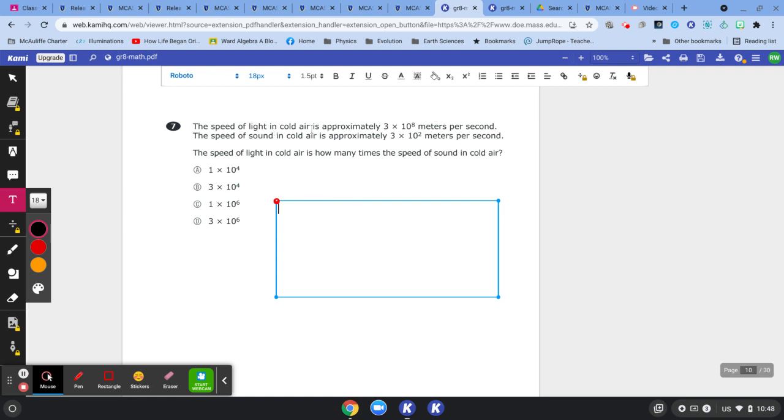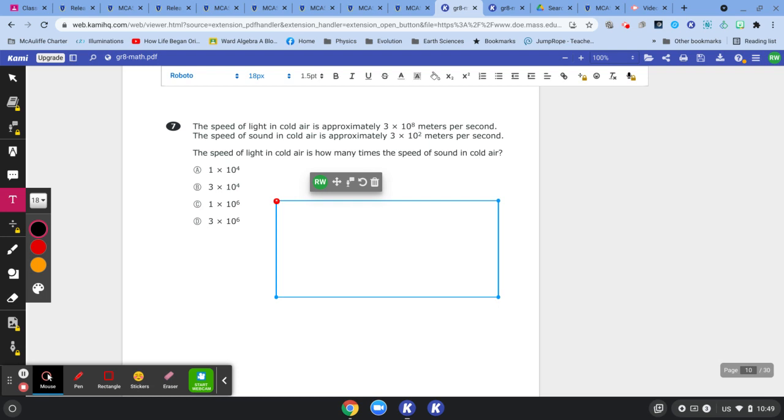The speed of light in cold air is approximately 3 times 10 to the 8th meters per second. And the speed of sound in cold air is approximately 3 times 10 to the 2nd meters per second. The speed of light in cold air is how many times the speed of sound? So we've got one speed and another speed, and we want to know how many times the faster speed, 3 times 10 to the 8th, is than the slower speed, 3 times 10 to the 2nd.